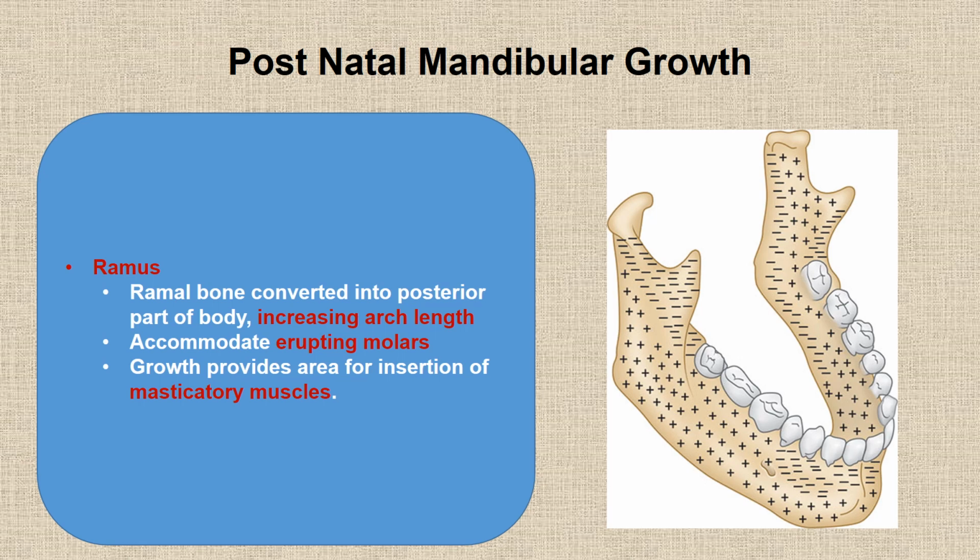Now, as the ramus is remodeled posteriorly, the anterior part of the ramal bone becomes part of the body of the mandible, and this increases the arch length. Now this is to enable the mandible to accommodate the erupting molars. The growth also provides an area for insertion of the masticatory muscles.